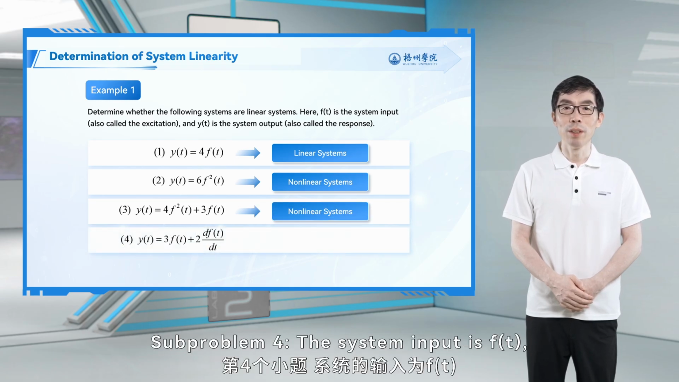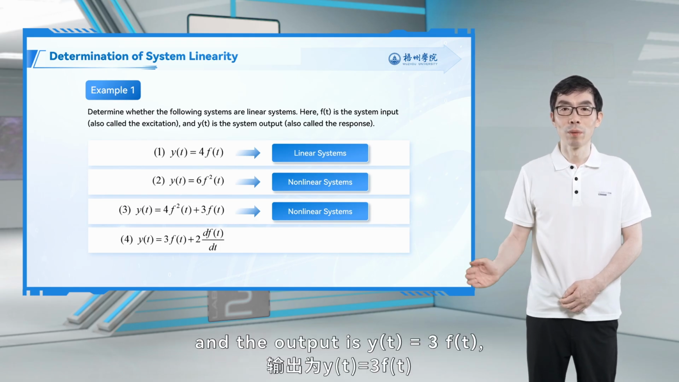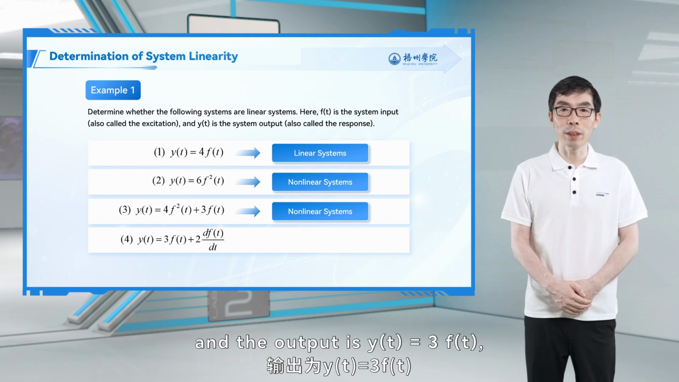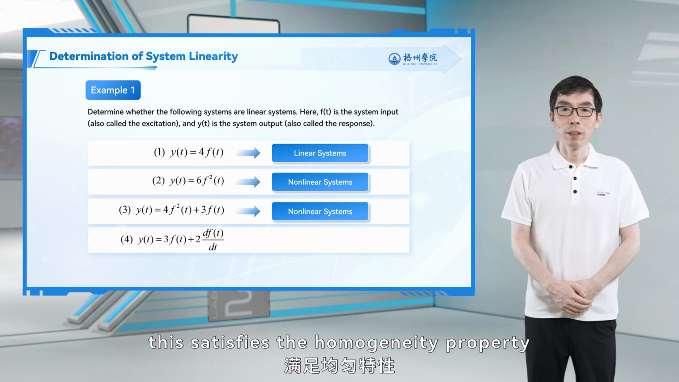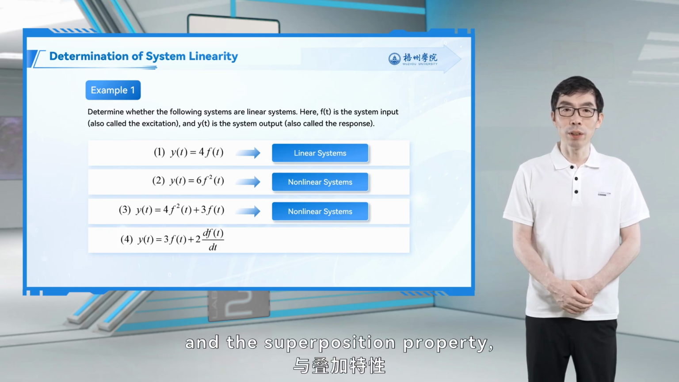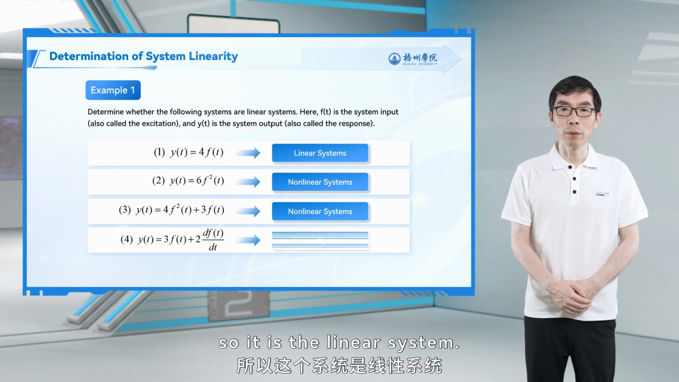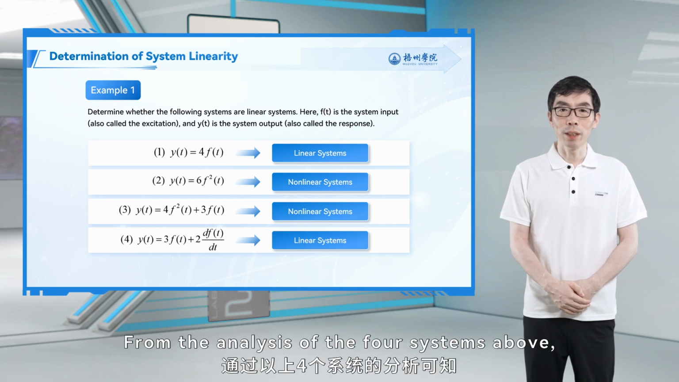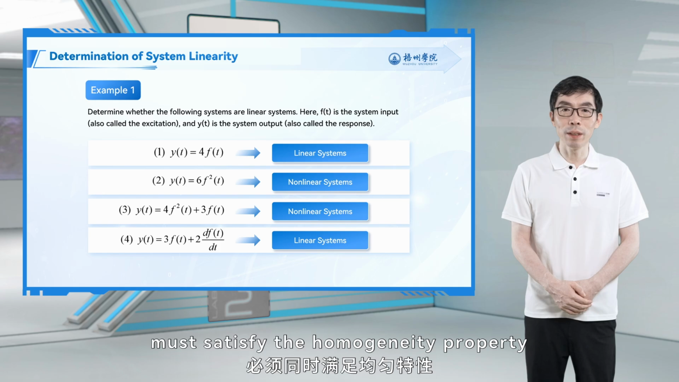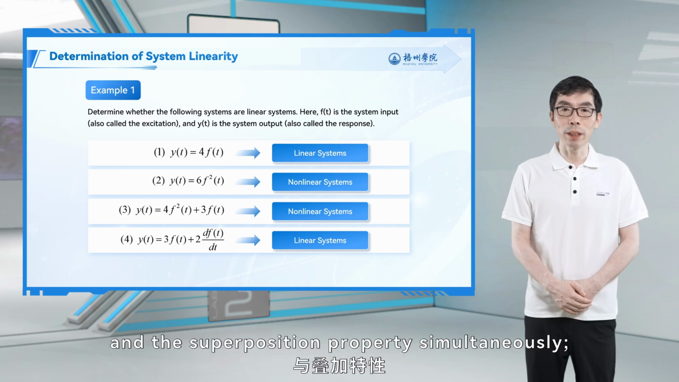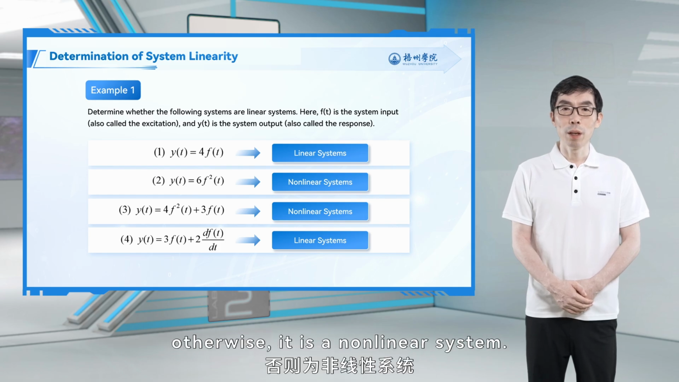Subproblem 4. The system input is f(t), and the output is y(t) equals 3f(t) plus 2 times the derivative of f(t). This satisfies the homogeneity property and the superposition property. So, it is a linear system. From the analysis of the 4 systems above, we can see that a linear system must satisfy the homogeneity property and the superposition property simultaneously. Otherwise, it is a nonlinear system.